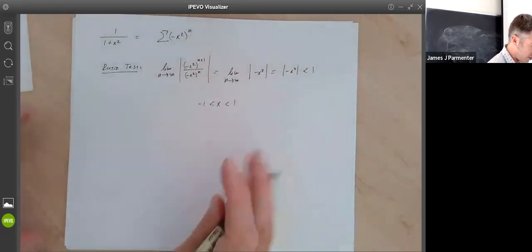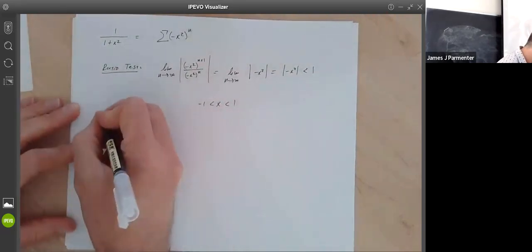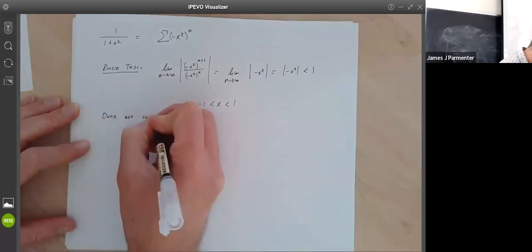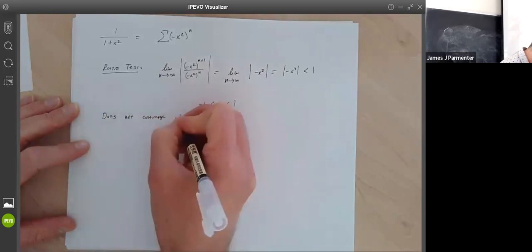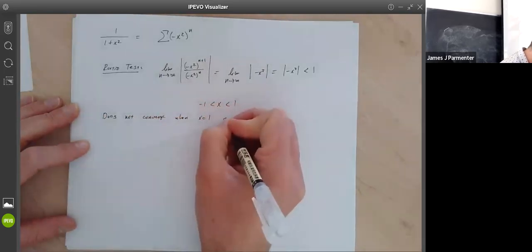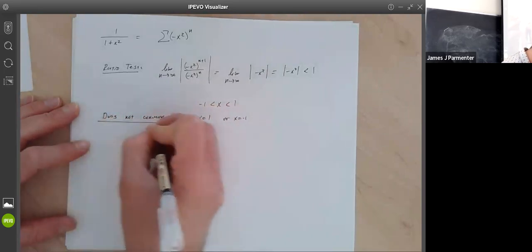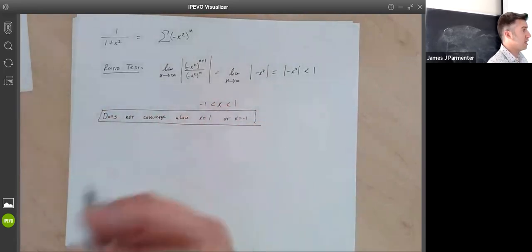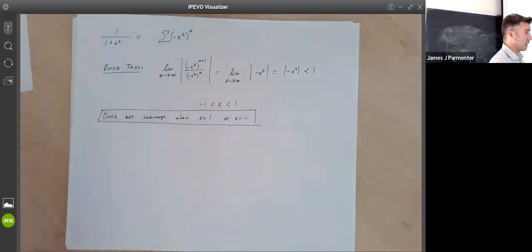Actually, I should point out one more thing. This series definitely does not converge when x is equal to 1 or x is equal to -1. Right? That's always true for a geometric series. It doesn't converge when the ratio is 1 or -1.